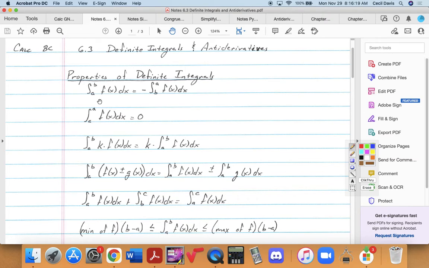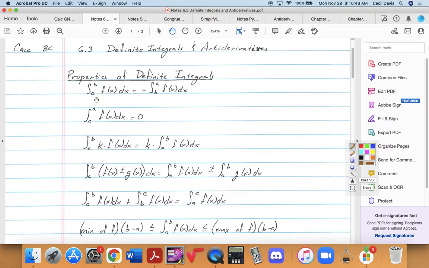So several things. First of all, the integral from a to b of f of x dx is equal to the opposite of the integral from b to a of f of x dx. So if there's ever a time when you would like to switch the limits of integration because it makes it easier to do the problem, you can do so just by multiplying your result by a negative.